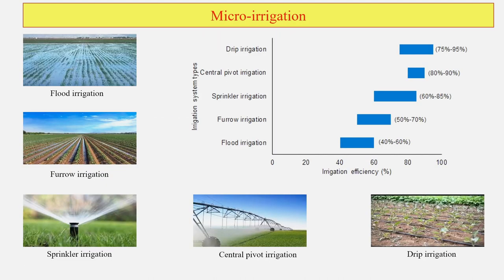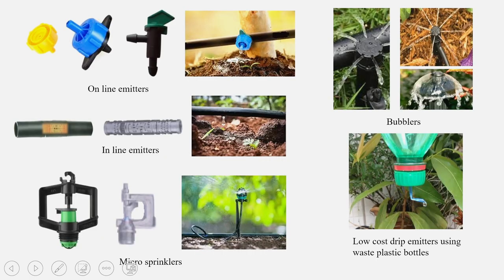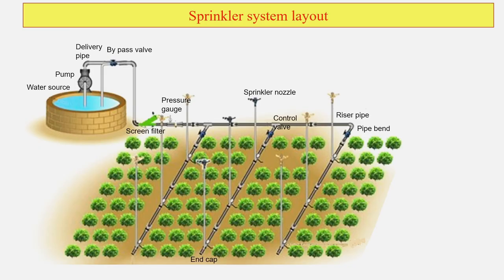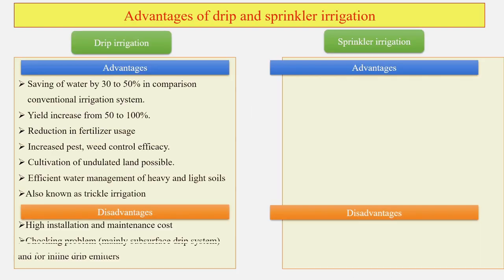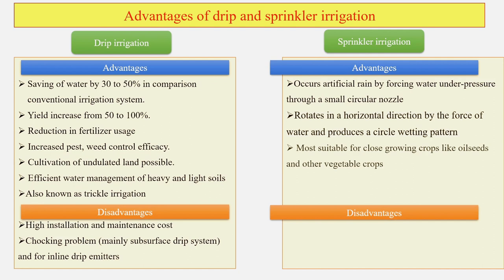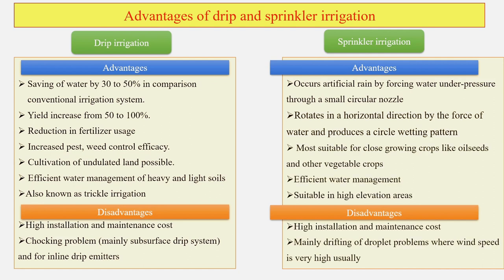We talked about mulching, we talked about micro irrigation systems, drip irrigation layout, different types of drip irrigation tools and techniques, sprinkler systems, the advantages of drip irrigation and also sprinkler irrigation, which one has better uses in which conditions, and their disadvantages as well as advantages.